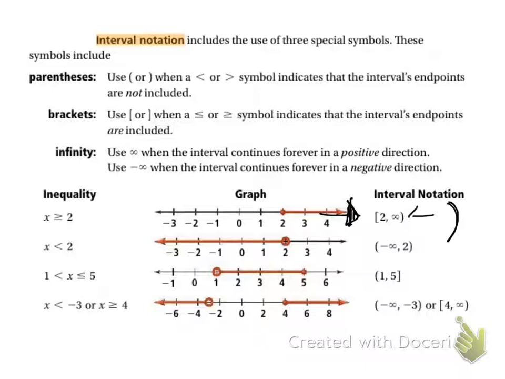So you'll see here we've got infinity, so we've got a parenthesis. Here we've got infinity, so we've got a parenthesis. This happens to be negative infinity, but we still use parentheses. Down here I've got infinity, so I use a parenthesis. Infinity, so I use a parenthesis.